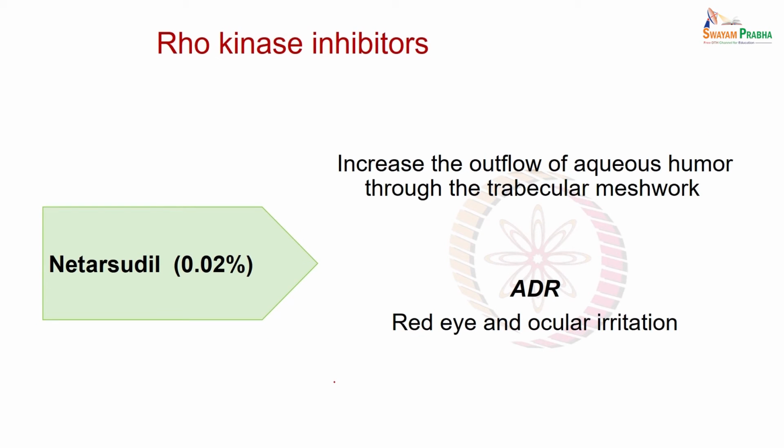Rho kinase inhibitors have been found to increase the outflow of aqueous humor through the trabecular meshwork, and the drug in this category is netarsudil. An adverse drug reaction, again, is red eye and ocular irritation.